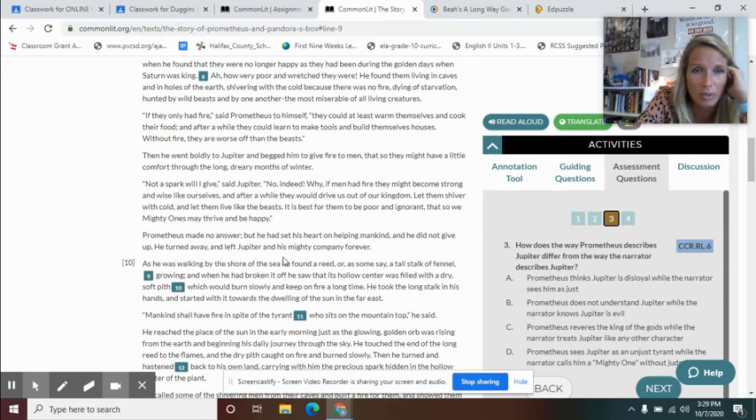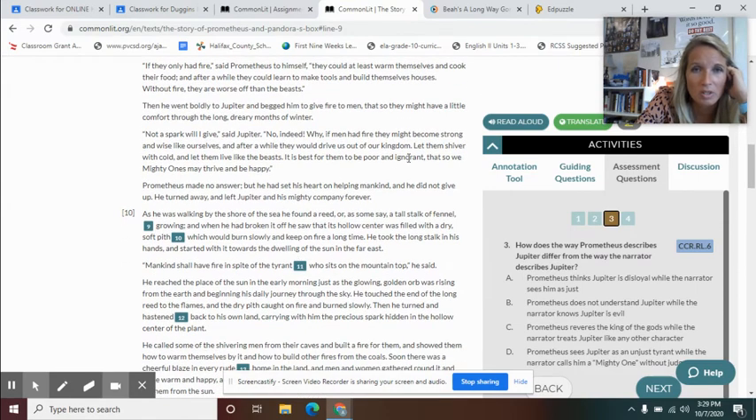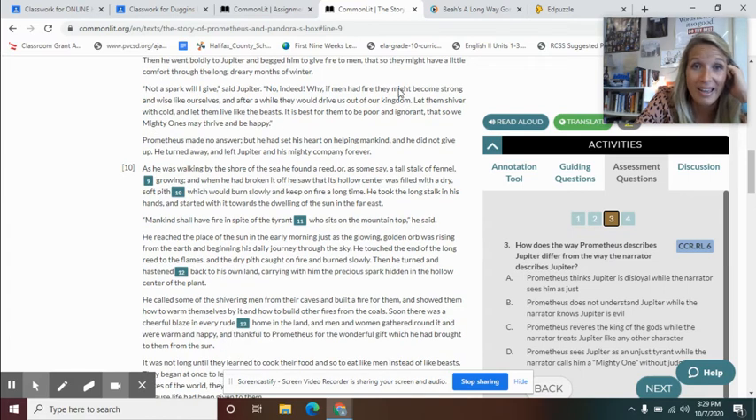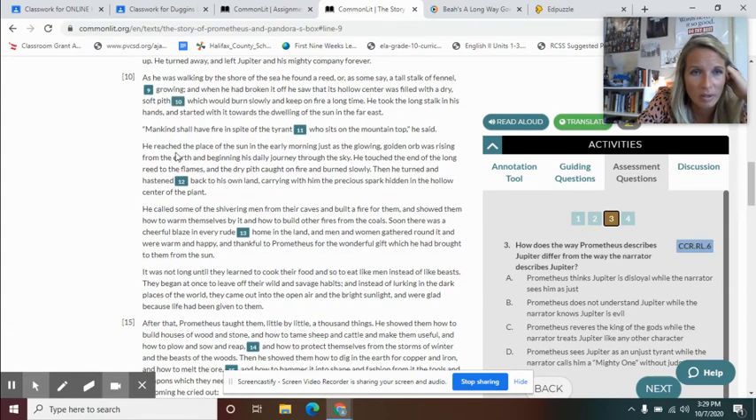Okay. He had set his heart on helping mankind, and he did not give up. He turned away and left Jupiter and his money company forever. Okay. So Juniper said they should stay poor and ignorant, so we mighty ones might thrive and be happy. That would be what the narrator has to say about him, or one of the things the narrator has to say about him. All right, so he's talking about mankind shall have fire in spite of the tyrant.